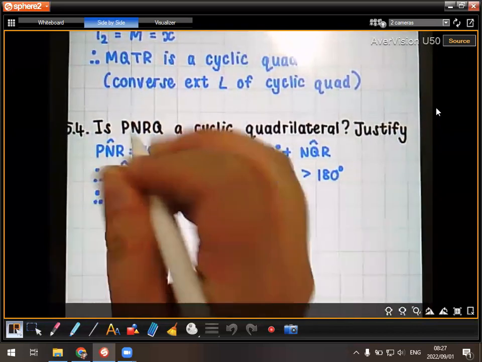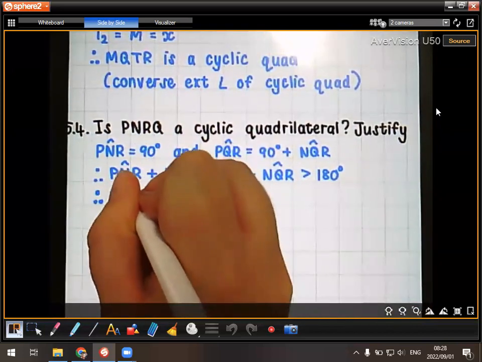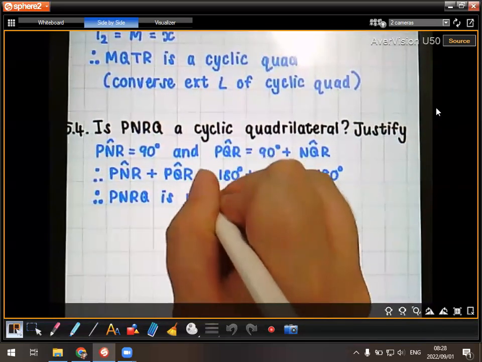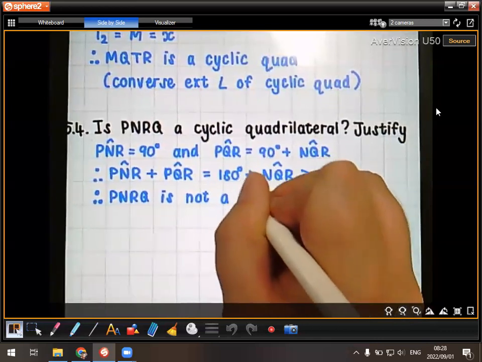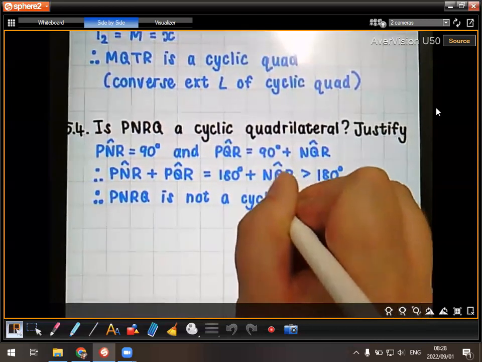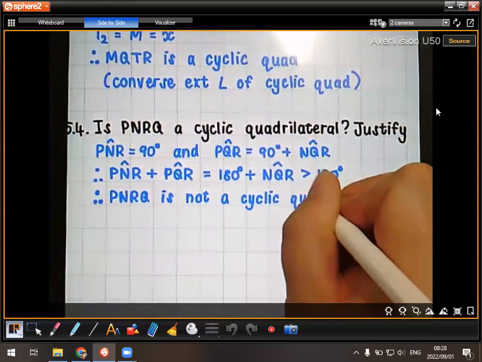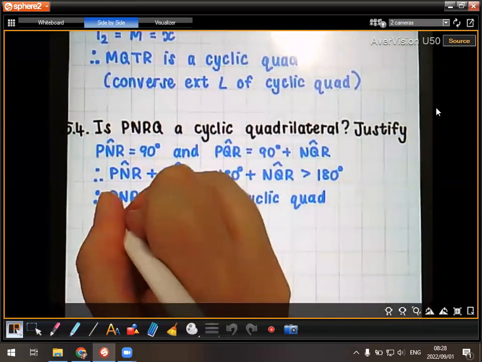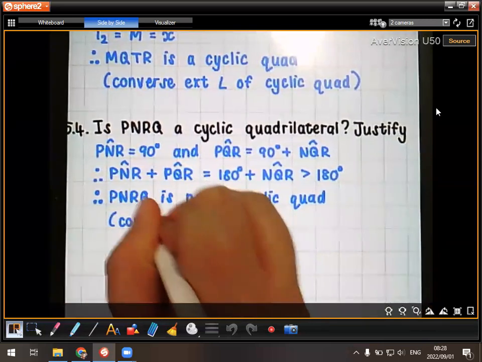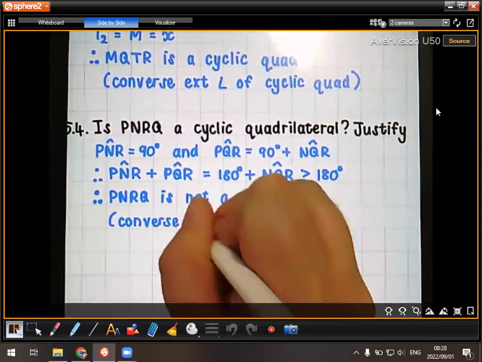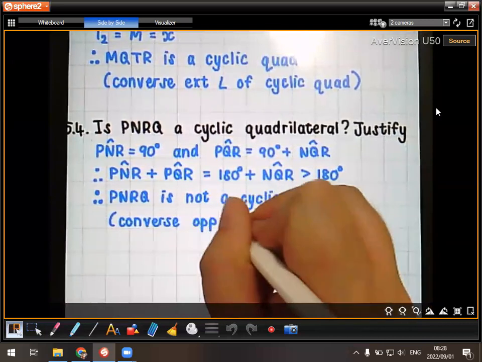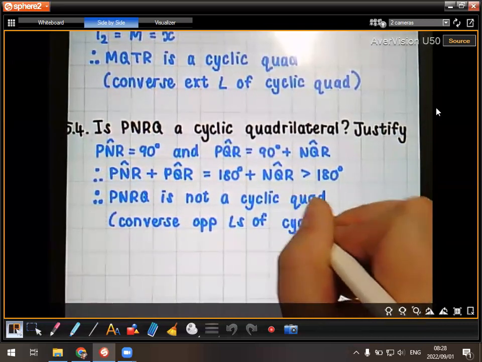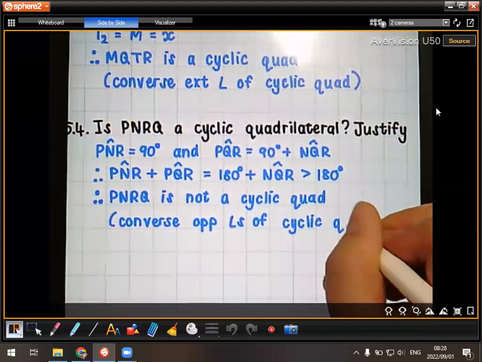So therefore, PNQR is not a cyclic quad. And guys, the reason is again going to be, what did we look at? We tried to see if the opposite angles added to 180. But they didn't, and that was the rule that we were using. So we're going to say converse of opposite angles are supplementary, cyclic quad.